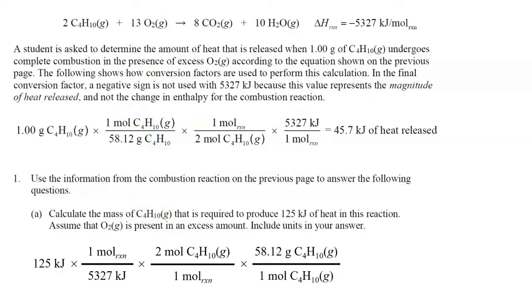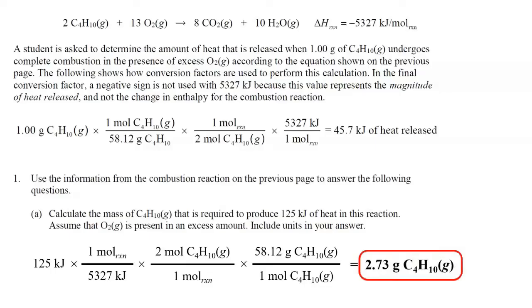So if I pick up my calculator and I go from left to right, it's going to be 125 divided by 5,327 times 2 times 58.12, and then my answer will be in units of grams. So on my calculator, I get 2.7276. I'm going to round this off to 3 significant figures because 125 kilojoules has 3 significant figures. So I'm going to round my answer off to 3 significant figures by saying 2.73. And again, that would be grams of C4H10.